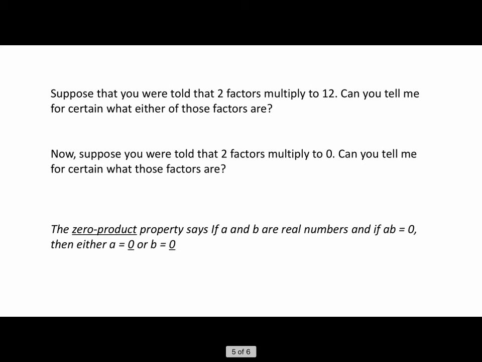But suppose you were told that two factors multiply to 0. Could you tell me with certainty what those factors could be? Remember, the only way to get 0 as a product is if one or more of your factors is 0. So there's something that we have called the zero product property, which says if a and b are real numbers, and if a times b equals 0, then either a is 0 or b is 0. So those would tell us that we know one of those factors has to be 0, and that will give us a solution to that equation.